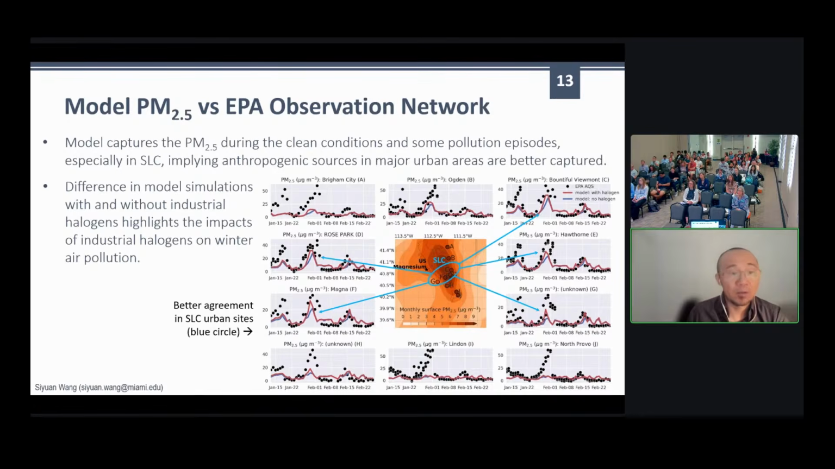But the key takeaway message here is that if you look at the difference between the red and blue lines, which represent the model simulations with and without the industrial halogens, we can see that the industrial halogens definitely lead to an increase in PM2.5 across all the regions, which is particularly pronounced during the pollution episodes. Further winter air quality studies in the area should definitely target unique anthropogenic sources, such as residential burning, as well as the oxidative capacity in wintertime.